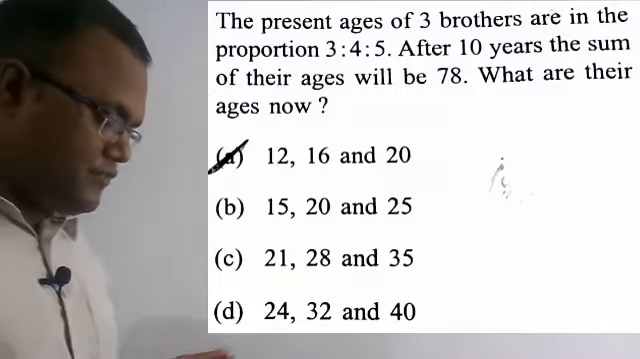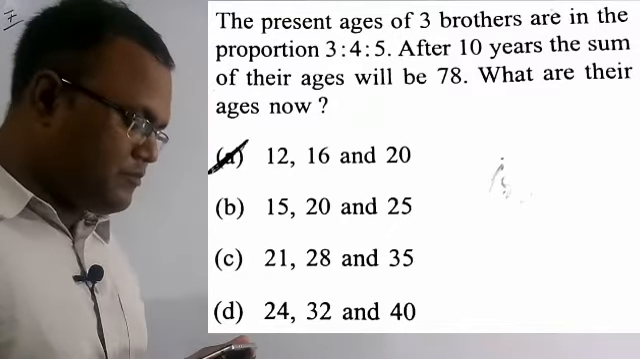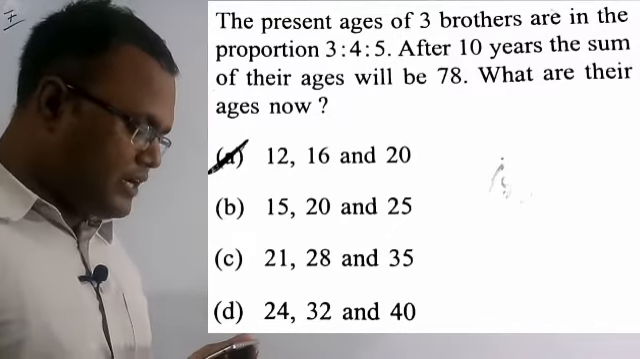So now we are going to solve the seventh question. See the question here. The present ages of three brothers are in the proportion 3:4:5. After 10 years the sum of their ages will be 78. So what are their ages now?